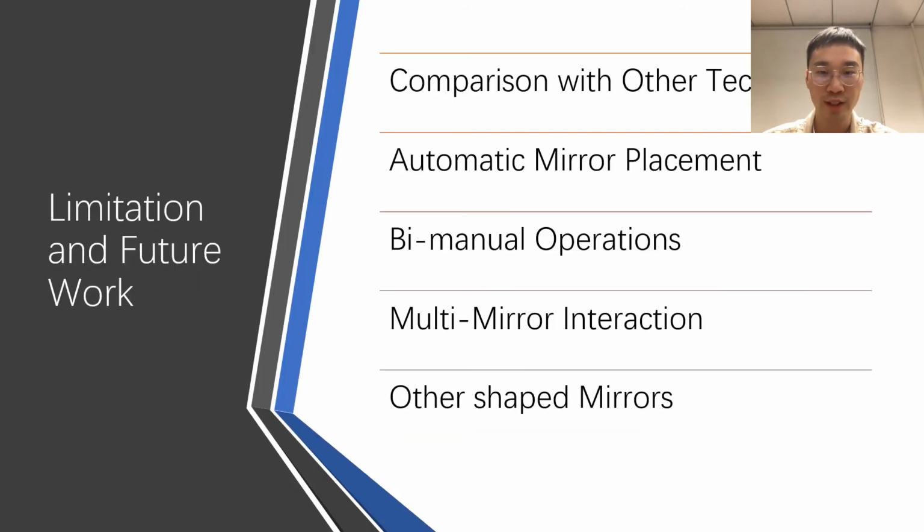Future work can investigate ways of using vMirror to observe partially occluded objects and compare it with other techniques. It is worth exploring automatic strategies and combining vMirror with bimanual operations to further improve user experience. Placing more than 1 mirror might provide additional benefits. Other shaped mirrors may enhance VR interactions more than a plain mirror.